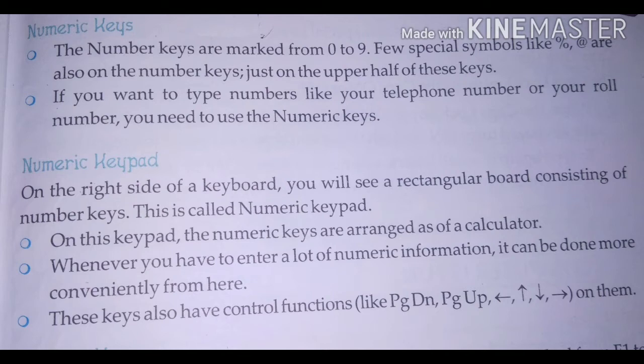Next heading is numeric keypad. On the right side of a keyboard, you will see a rectangular board consisting of number keys. This is called numeric keypad. On this keypad, the numeric keys are arranged as on a calculator. Whenever you have to enter a lot of numeric information, it can be done more conveniently from here. These keys also have control functions like page up, page down on them.